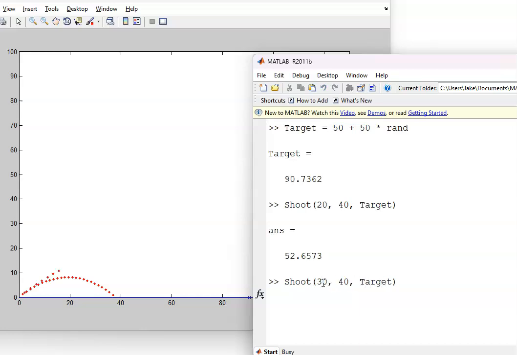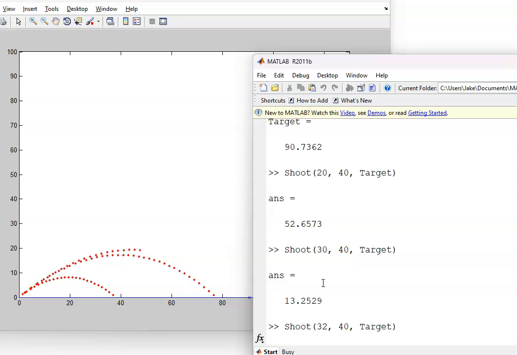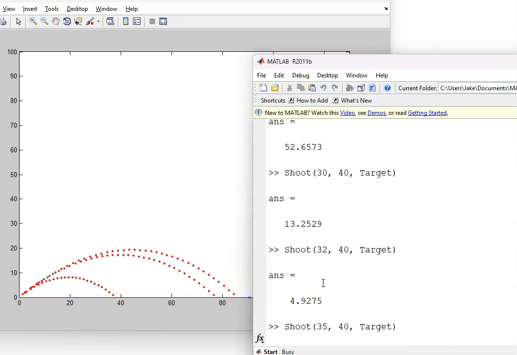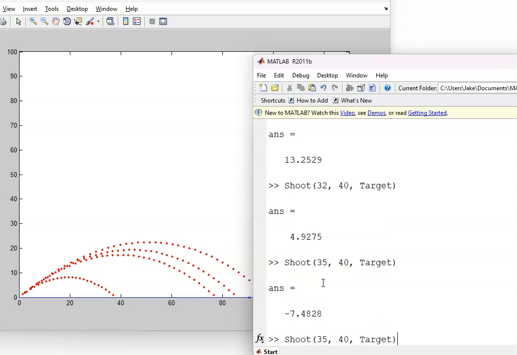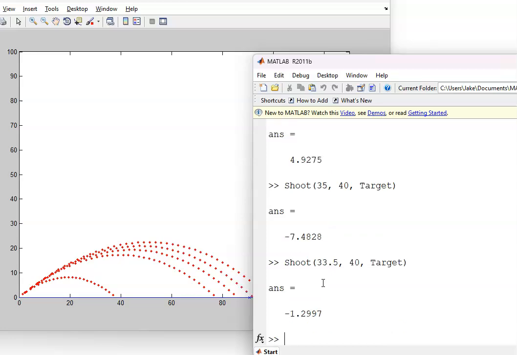Let's try 30 meters per second. Launch a tennis ball, and I was closer. Let's try 32 meters per second. Okay, better. Let's try 35 meters per second. Too much. Let's try 33.5. With trial and error, I can eventually get there. That's one way to do it. There are better ways. Problem 7 says repeat using your favorite method, California method or Newton's method.